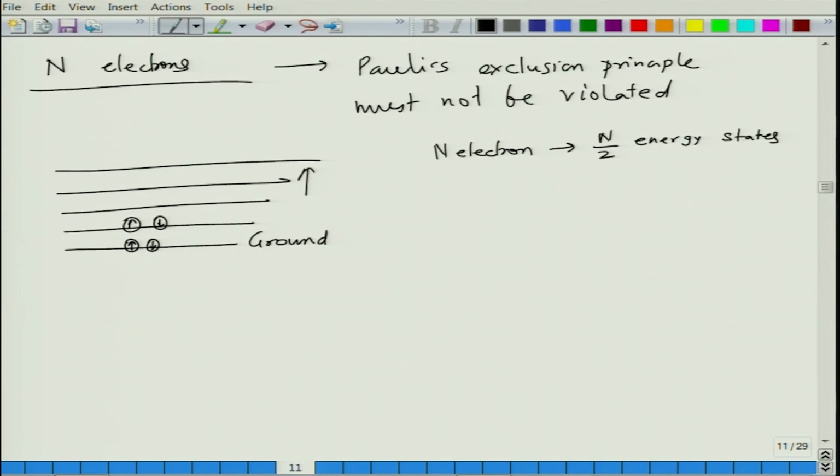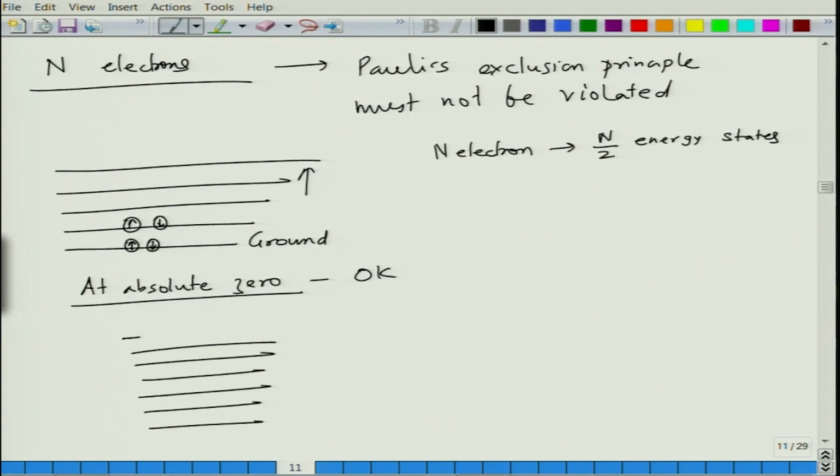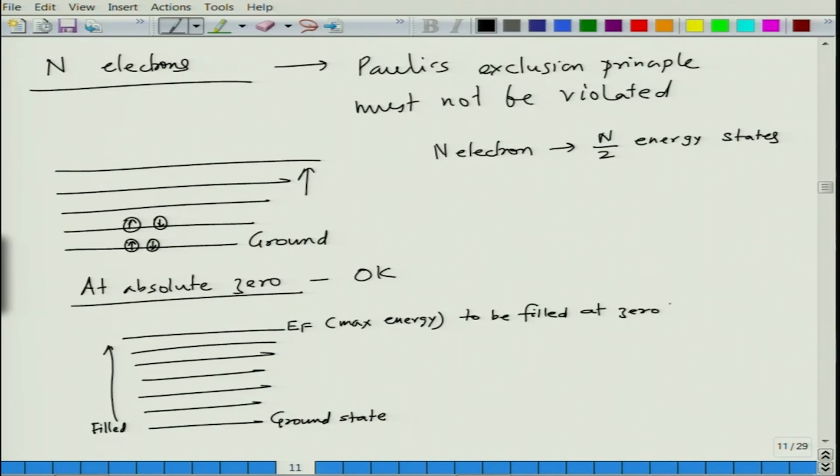You are going to require a minimum of n by 2 energy states for complete filling in the space. So at absolute 0, that is 0 Kelvin, as you keep filling the electrons, there is a maximum energy up to which you can fill. So this is the ground state, minimum energy, and this is the maximum energy that can be filled. Above this nothing is filled. So every state is filled up to this point, and this is the maximum energy state to be filled at 0 K. This EF is called the Fermi energy.